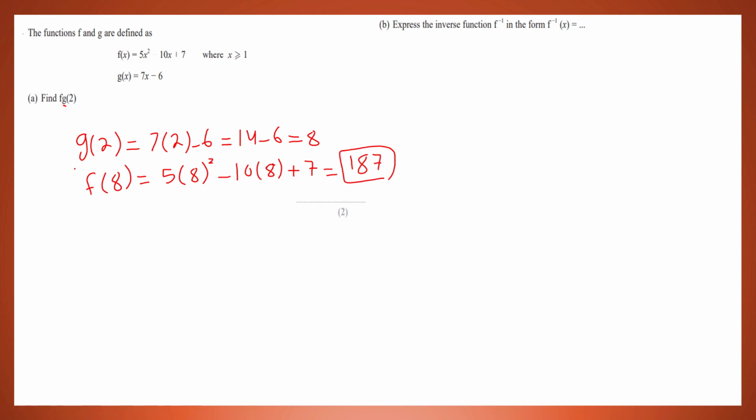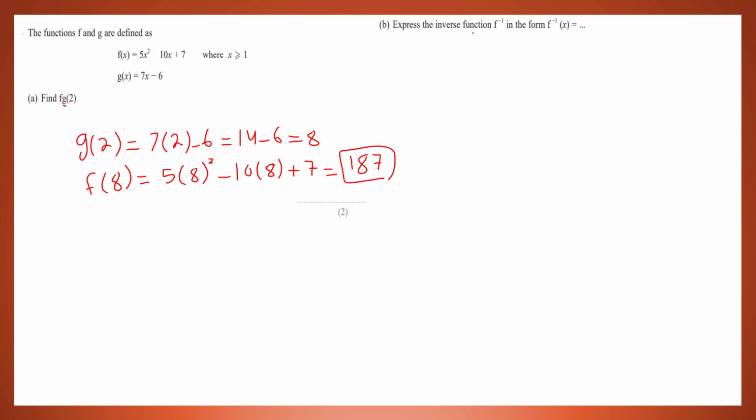So what do you do again? You just replace the value of g in here. 7 by 2 is 14 minus 6, which is 8. And then take the result right here. It will be 5 by 8 squared minus 10 by 8 plus 7. So this is the answer.